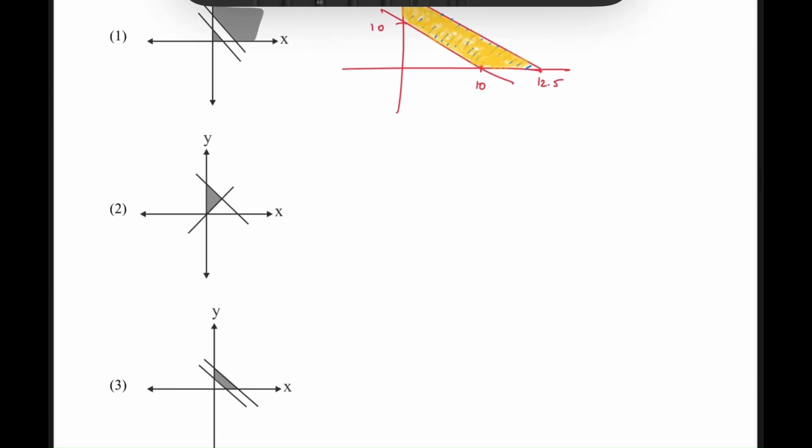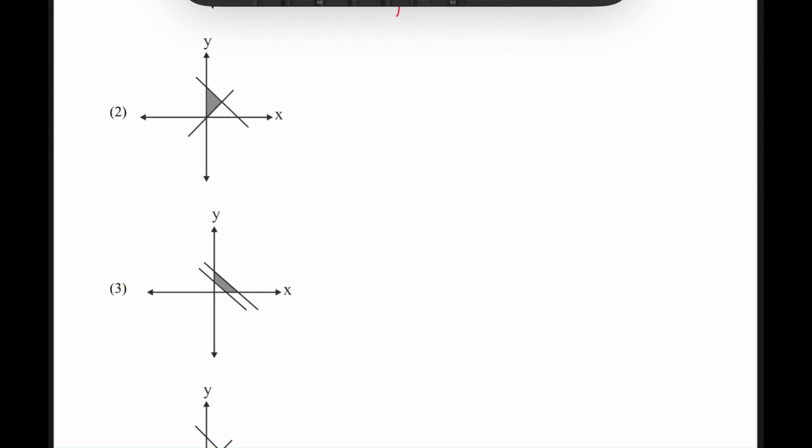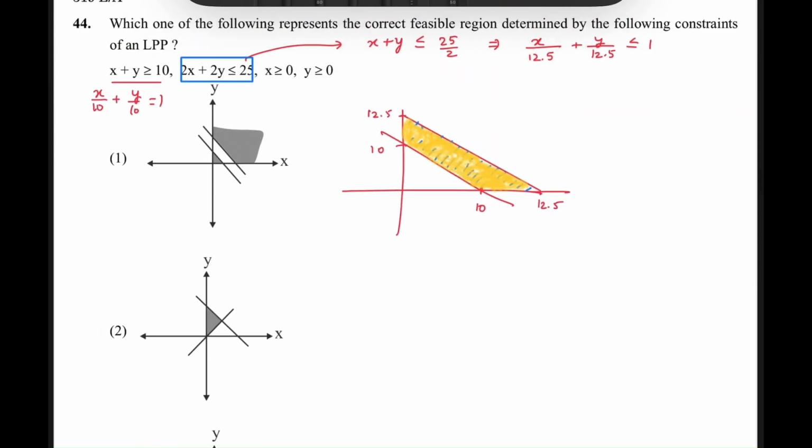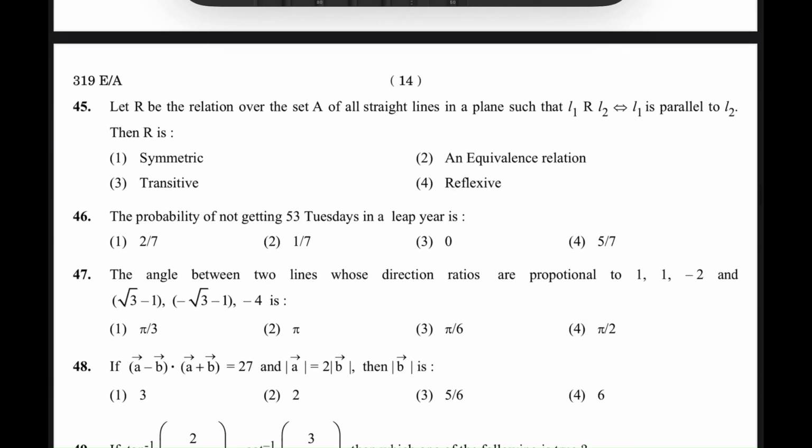So what is the correct answer? Yes, option 3. This is the same region as we drew, right? So option 3 is the correct answer for this question. I hope this is clear to all of you, because let's move to question number 45.